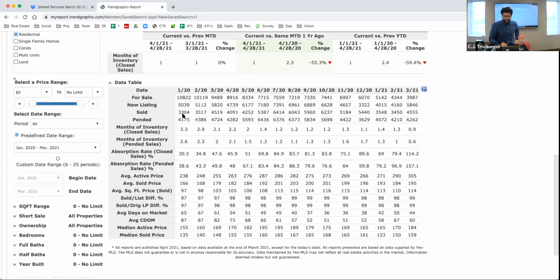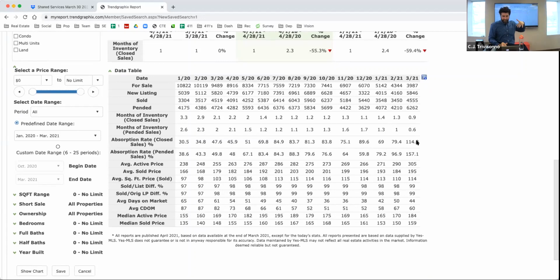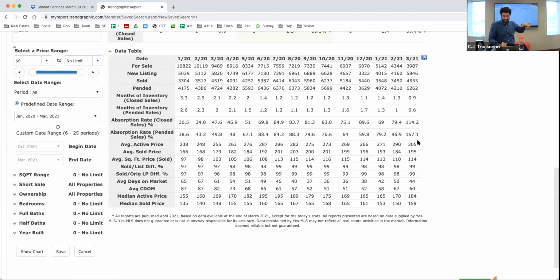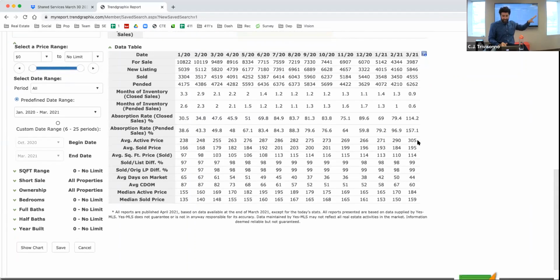I mean, you can see some of these numbers. More solds than before, right? So it's less listings, less new listings. Well, I guess more new listings, but more solds, more pended, lower months of inventory. As far as pending goes, lower months. I don't love absorption rate. It's not my favorite because it's confusing to clients and confusing to me, to be honest with you.